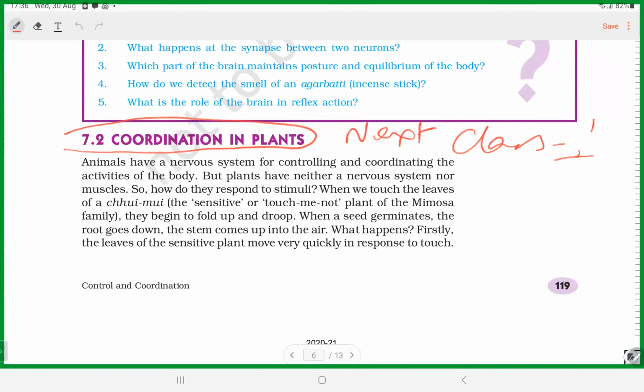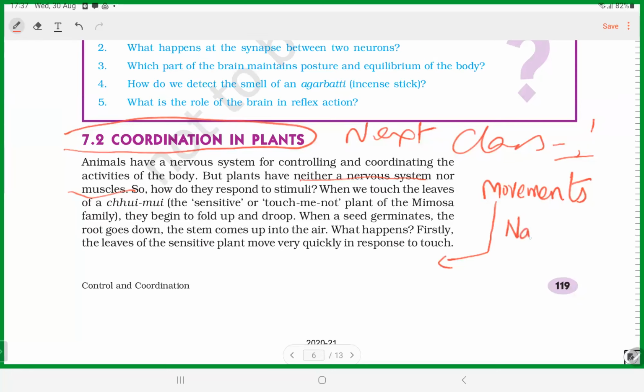Because plants do not have a nervous system or muscular system. They do not have it. So the coordination system in plants is connected with what? Movements. Again, we are going to classify these movements into two types. One is what?